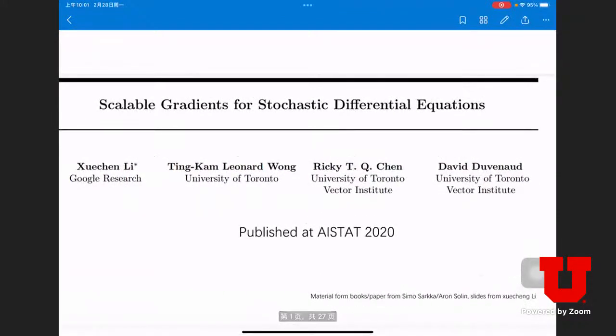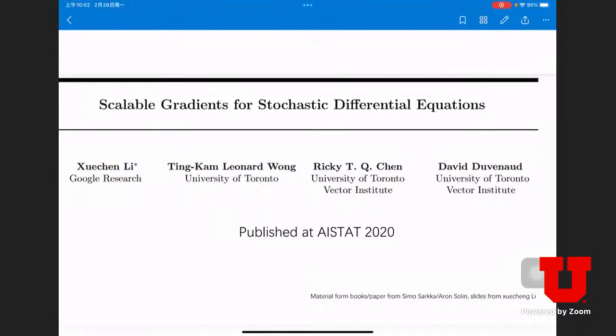So today the paper I'm presenting is Scalable Gradients for Stochastic Differential Equations, published at AISTATS the year before last year. The authors are from the Neural ODE group, like Ricky Chen and David, who are also authors of Neural ODE. I think this paper has had a great influence: it was published less than 2 years ago but has more than 100 citations.